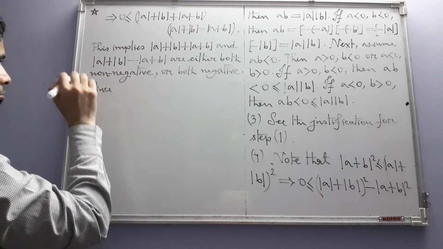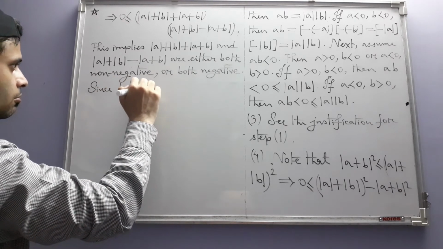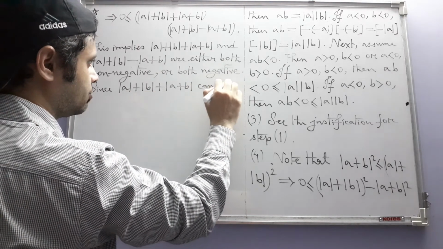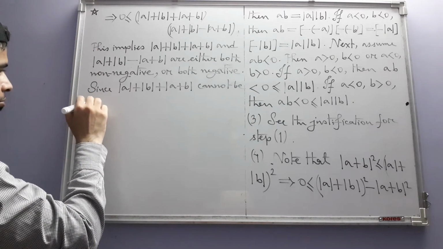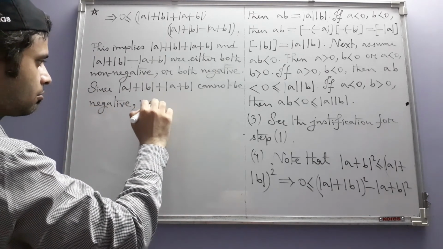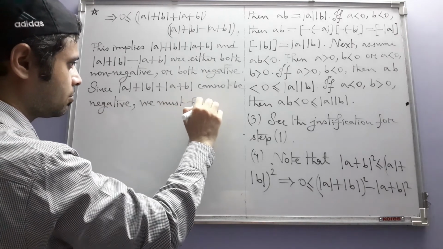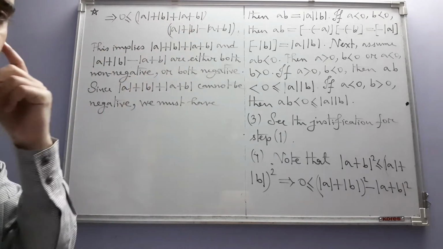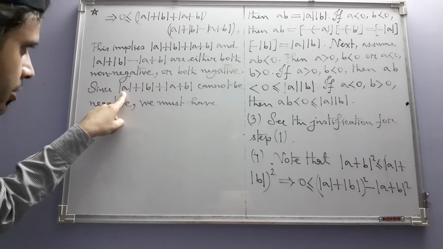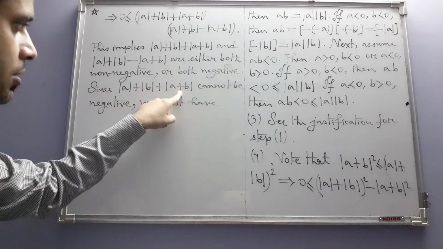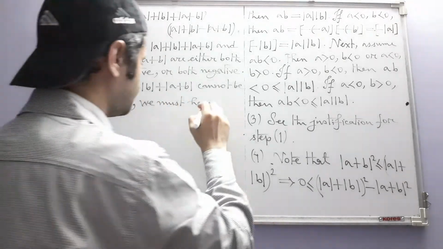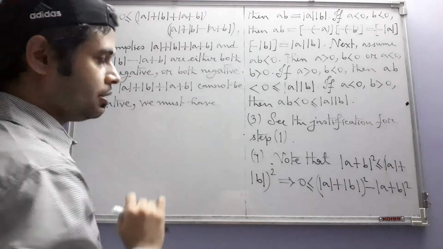Since this cannot be negative, we must have the case that both these real numbers are non-negative. By the way, why is this never negative? It's because absolute value of a is non-negative. This one is also non-negative, this one is also non-negative, so their sum is non-negative. It can never be negative. So that's why both of these must be non-negative.